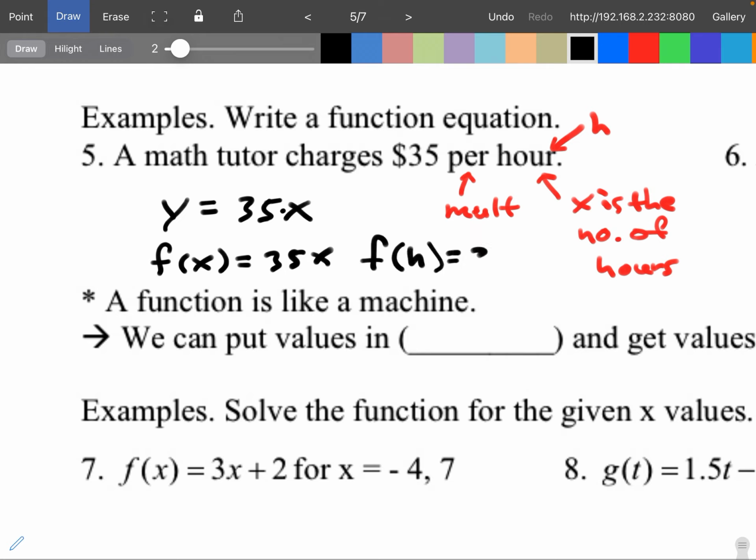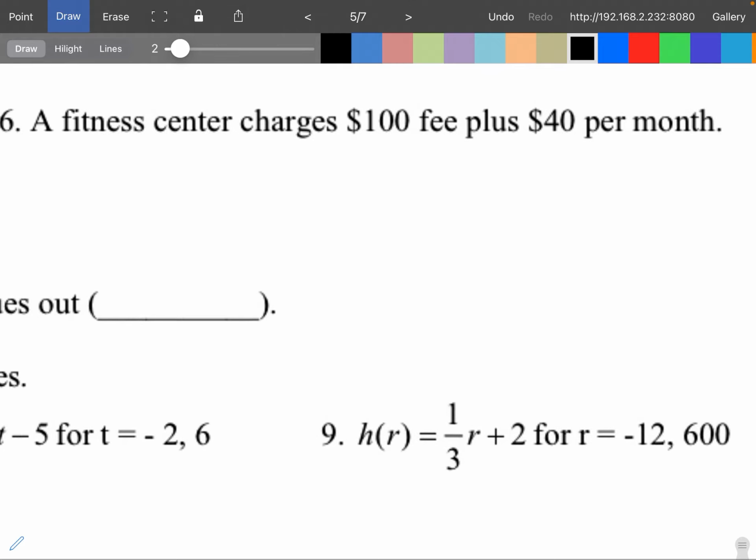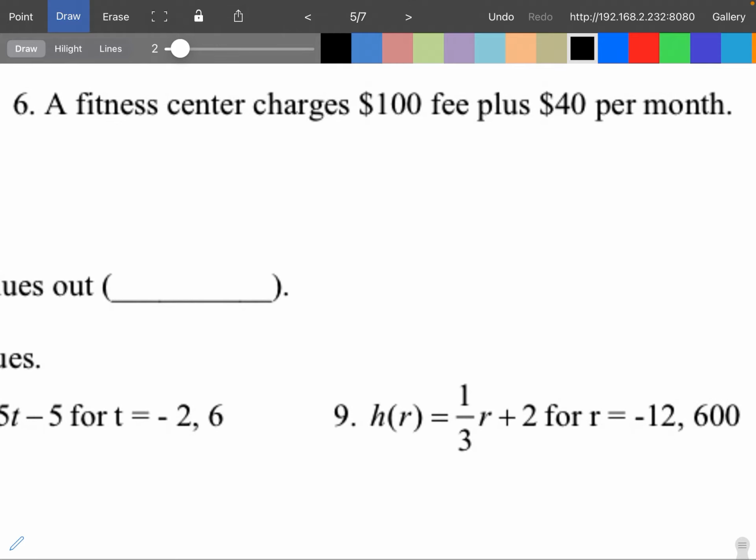And then you could even call the number of hours h, right? If you would have called the number of hours h, instead you could have written f of h equals 35h. So again, those last two cases are in function notation. I'd probably just go with this one right here.